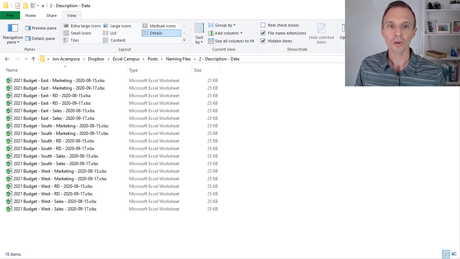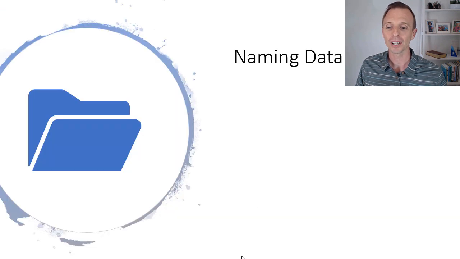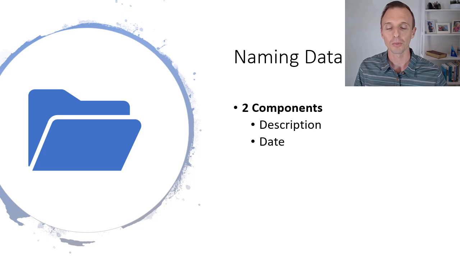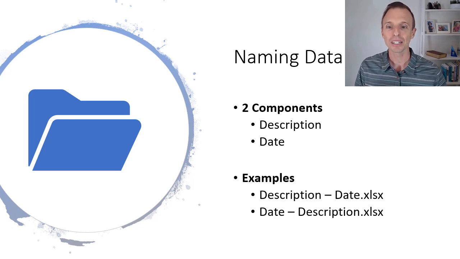So first of all, when we're naming data files, I really feel that there are two major components here. We have the description and then the date. And these can be in different order. I have some examples here where we'd have a description of the file, then the date at the end, or a date, then the description. I'll explain why we'd have those in different orders and how we can use that for sorting.